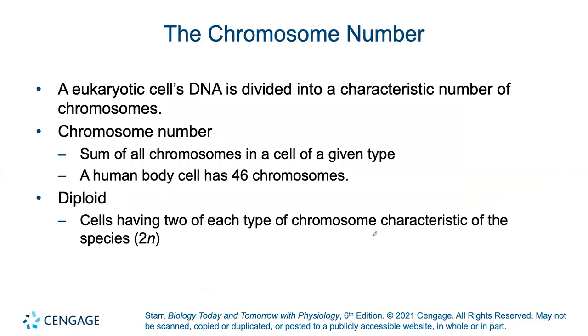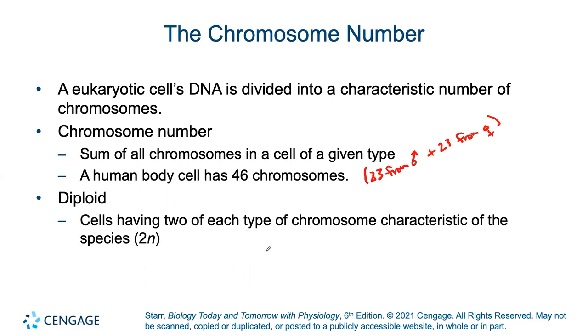The eukaryotic cell's DNA is divided into a characteristic number of chromosomes. The sum of all chromosomes in a cell of a given type is its chromosome number. The human body has 46 chromosomes. You get 23 from your father, that's the symbol for dad, and 23 from your mother, that's the symbol for mom. Male and female, right?